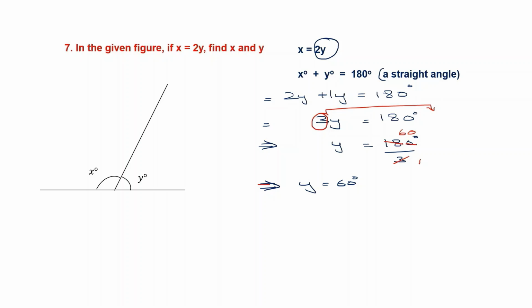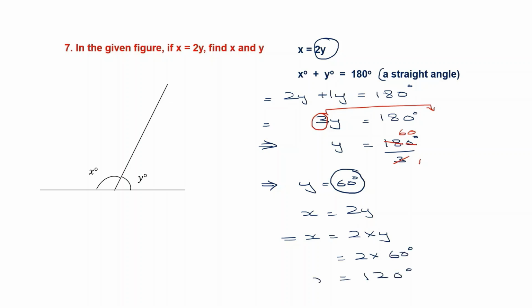So we have found that y is equal to 60 degrees. Now we have to find the value of x. And the question says x is equal to 2y, isn't it? That means x is equal to 2 into y, which is 2 into, we just found out y to be 60 degrees. So 2 into 60 degrees. 6 2s are 120 degrees. So we found the value of x. x is equal to 120 degrees. Now here we've been asked to find x and y. So we can write that clearly. x is equal to 120 degrees and y is equal to 60 degrees.